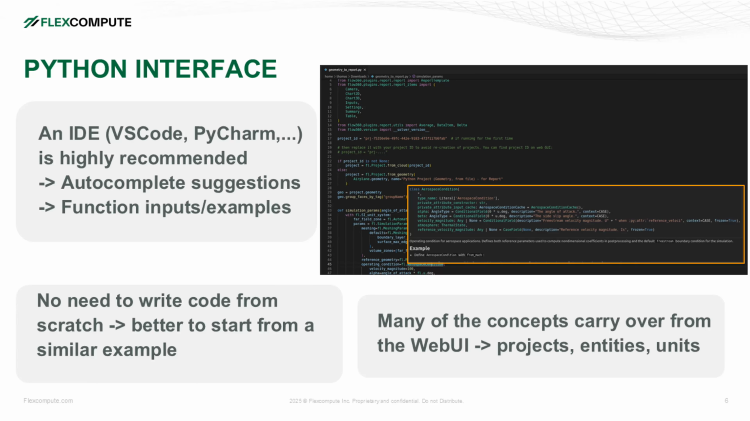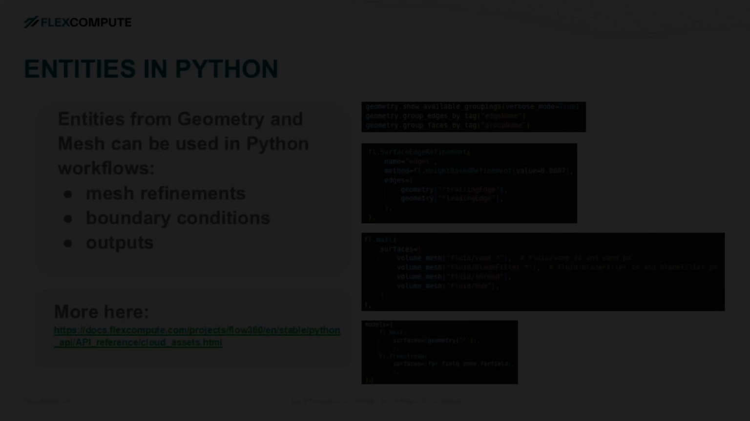Let's move on to setting up Python within your interface and using Flow360. We recommend using an IDE like VS Code, PyCharm, or something similar. The reason being is this will provide autocomplete suggestions, the structure of an object within the code, and the attributes, as well as an example. Many of the concepts discussed in the web interface training carry over to the Python API as well, making it easy to transition between them.